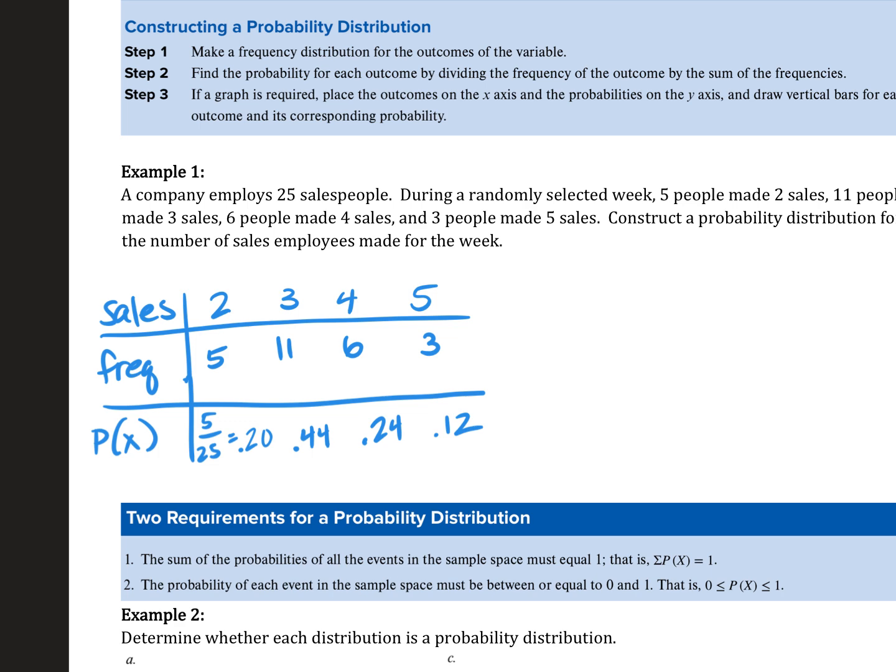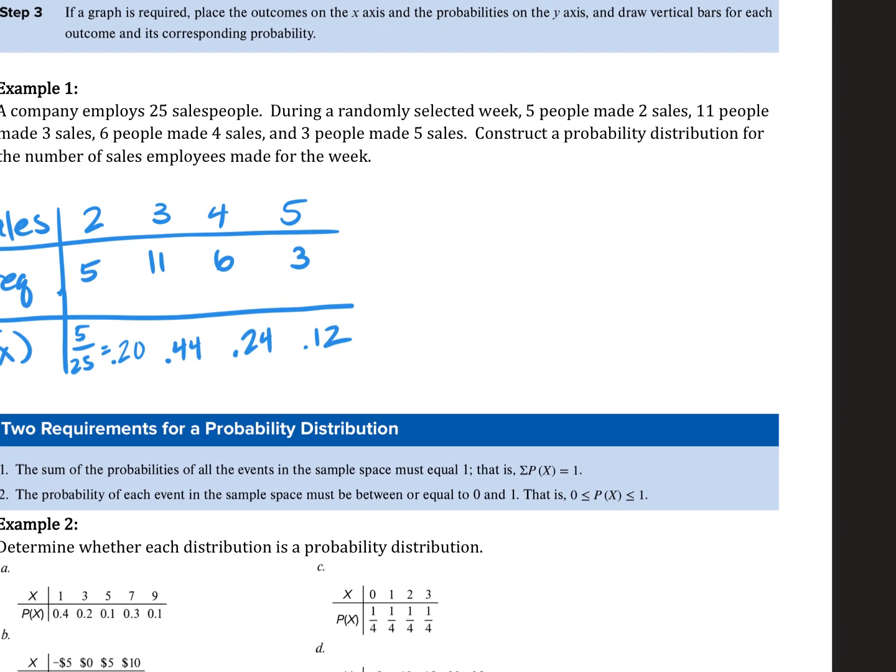Now I'm going to do a graph. So what's the highest probability I have? 0.44. So I'm going to go up to 0.5. So I need to have from 0 to 0.5. It's okay if they're not perfectly spaced, just make them close.